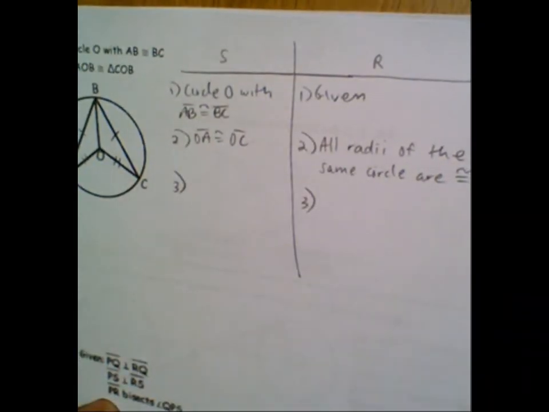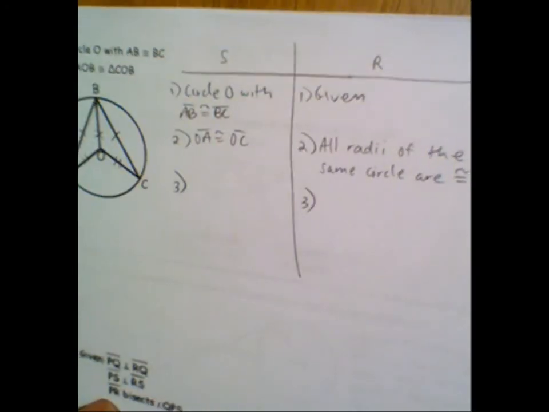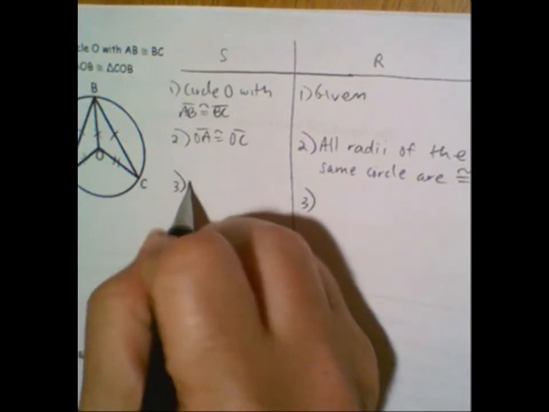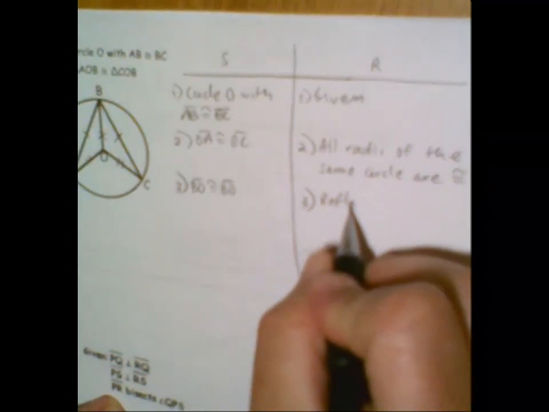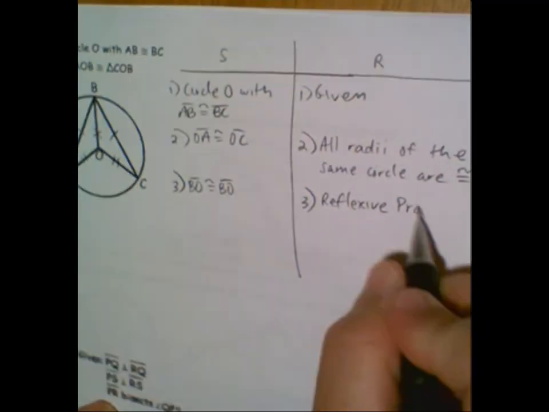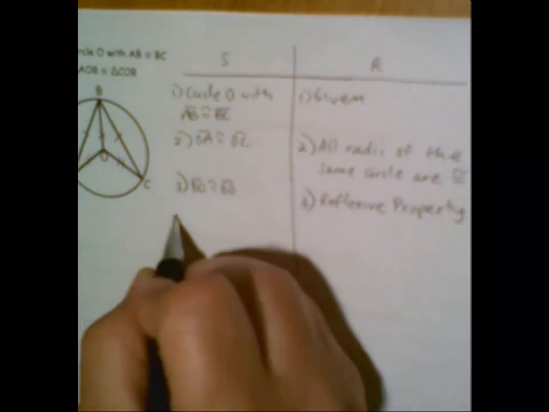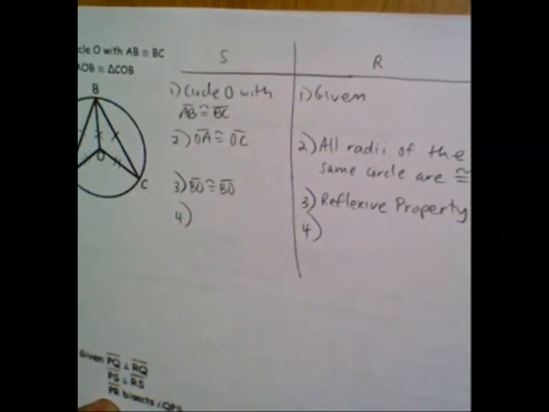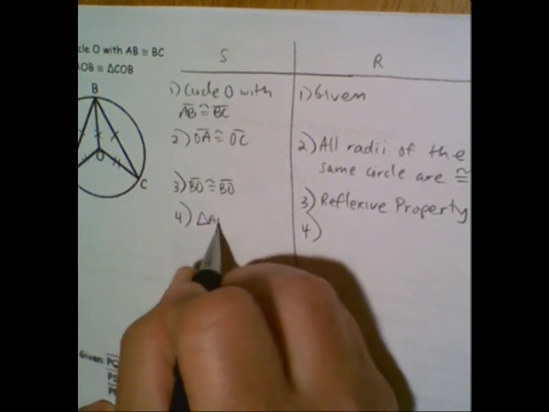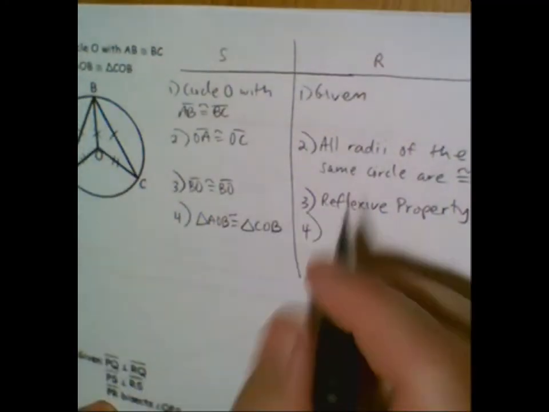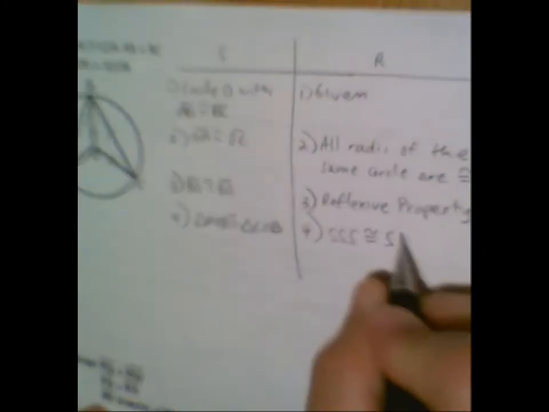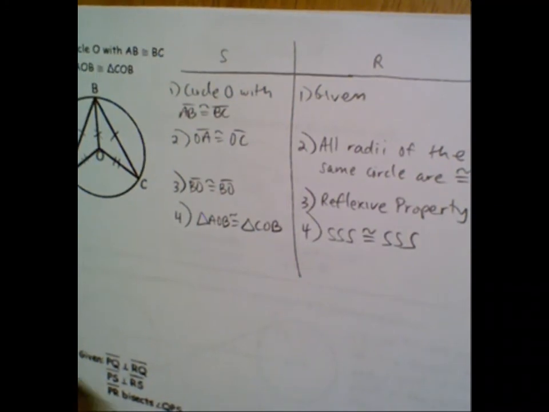And what else do we have left? Good old faithful, we all love the reflexive property. BO is congruent to BO, reflexive property. And finally, we can say triangle AOB is congruent to triangle COB because side-side-side is congruent to side-side-side. So we did all of them except for one proof.